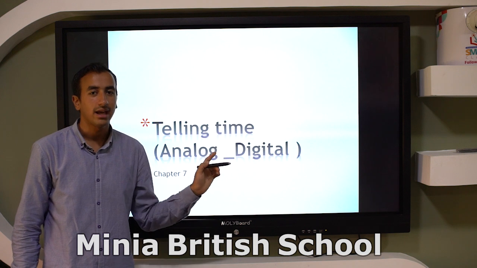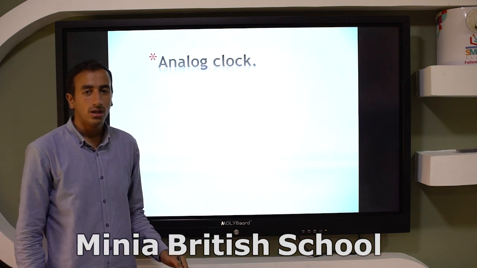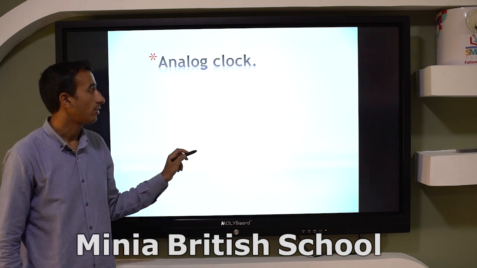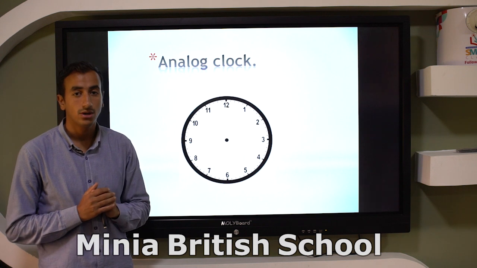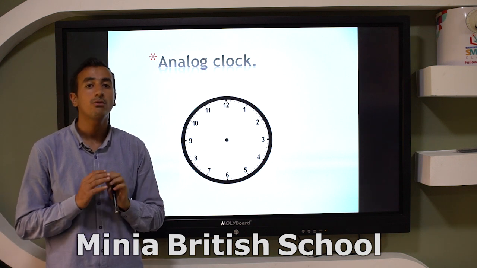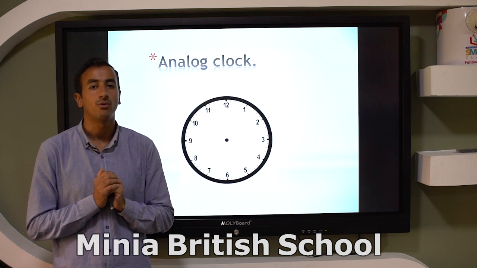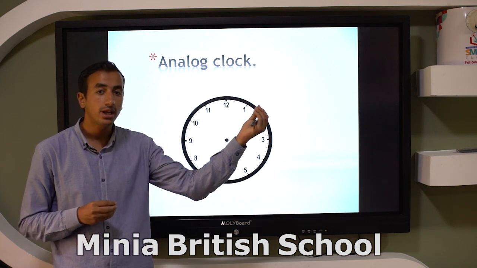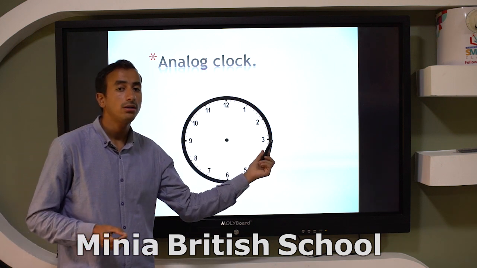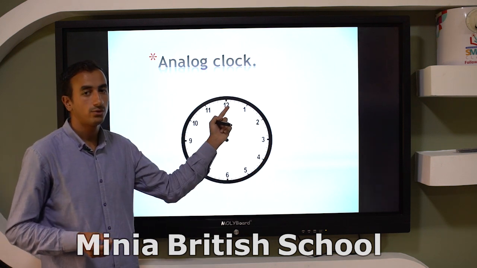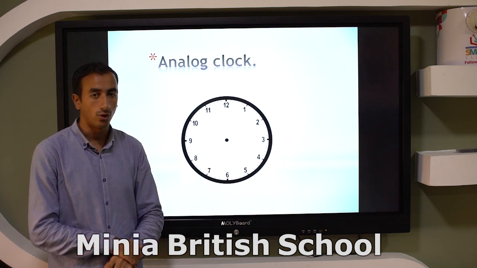Telling time, analog and digital. Let's see together the analog clock. The first is the analog clock. What is the meaning of analog clock? An analog clock consists of numbers of hours. How many hours do we have in one day? Yes, excellent, we have 24 hours, but we have morning and evening. So in the analog clock we have the numbers from 1 up to 12. We have 12 o'clock for the analog clock.